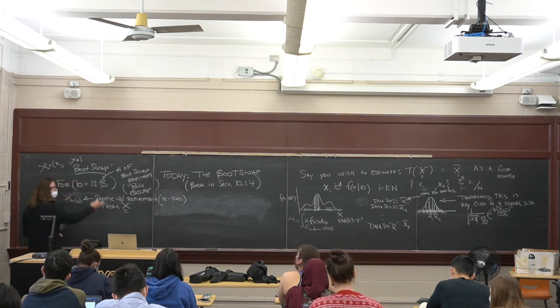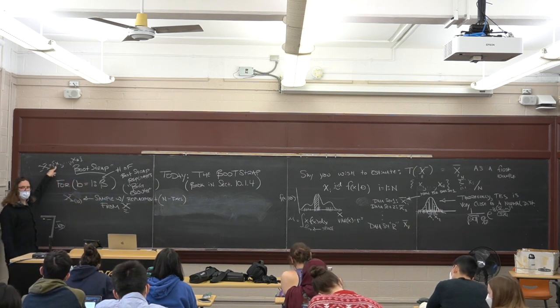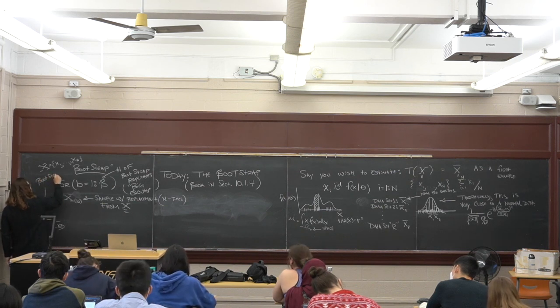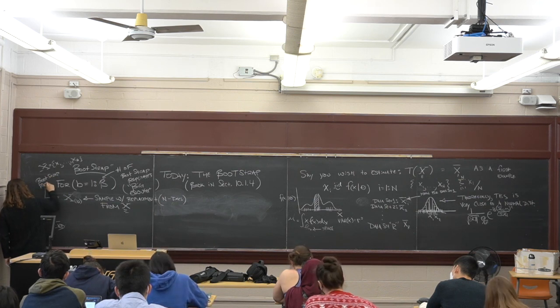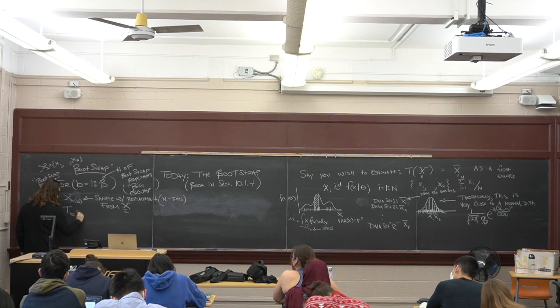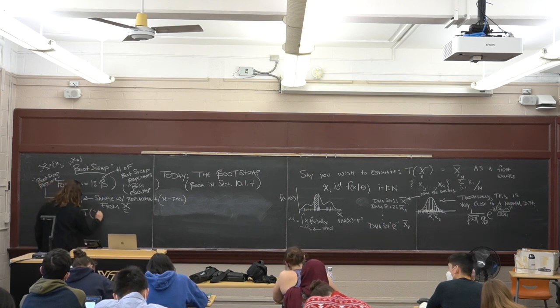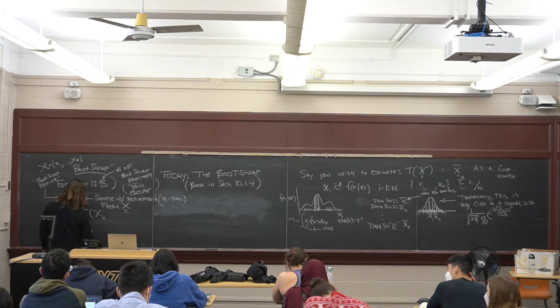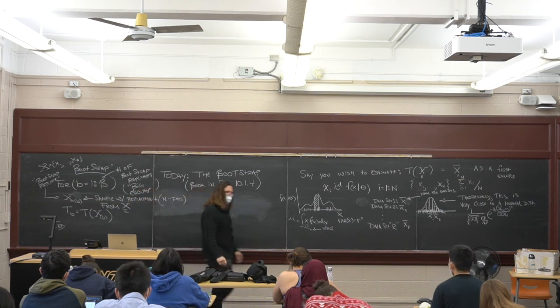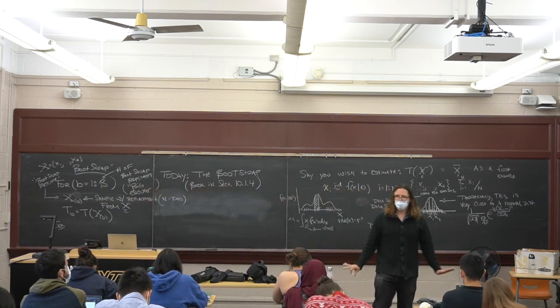Okay. Sampling from F could be hard. Sampling from this is very easy. It's just shuffling. So that's what we're going to do. This is a Bootstrap replicate. And then what we're going to do is compute our test statistic, which is just going to be T of X_B. That's the whole algorithm. There's something called a parametric bootstrap.